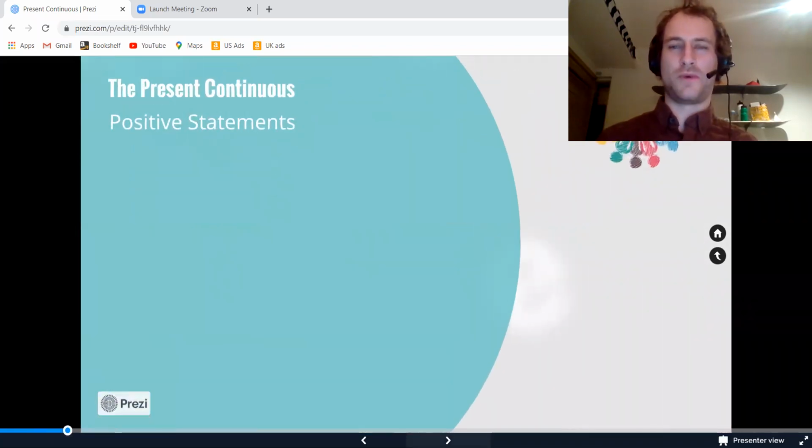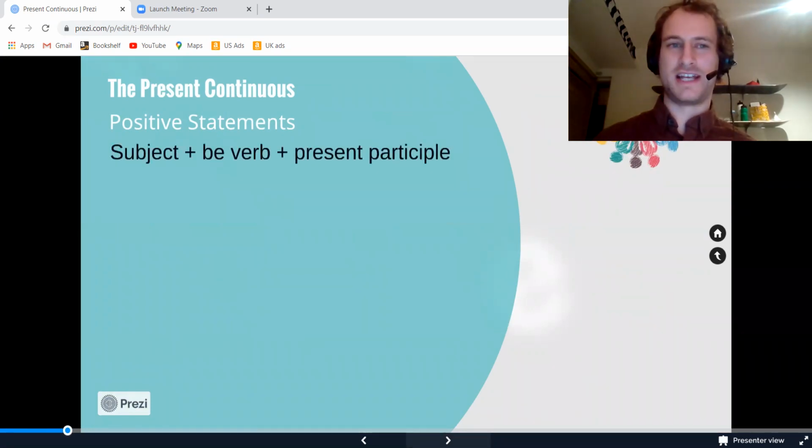So the first thing we want to look at when we're creating the present continuous is positive statements. To create a positive statement in the present continuous, you just need the subject, the be verb, and the present participle of the verb. So when I say subject, I mean he, I mean she, I mean it, I mean you, I mean we, and I mean they. So those are our subjects.